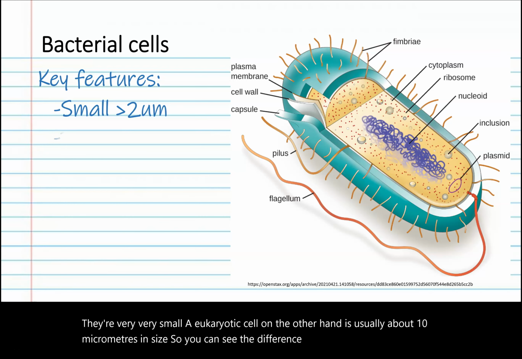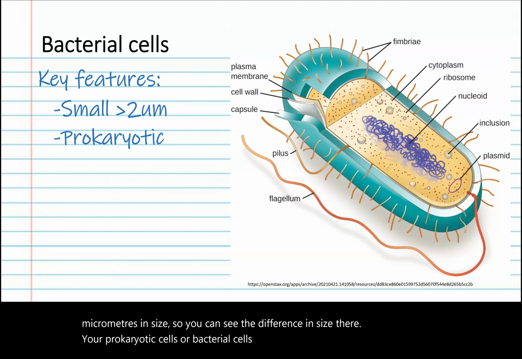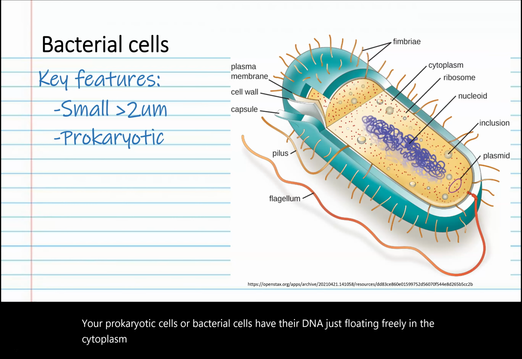Your prokaryotic cells or bacterial cells have their DNA just floating freely in the cytoplasm. And you can see that in this figure here, that purple kind of spaghetti looking material. That is your DNA, and there's nothing separating it from the rest of the cell.